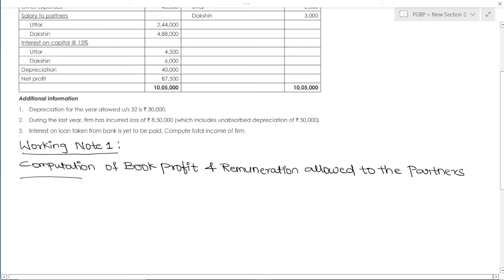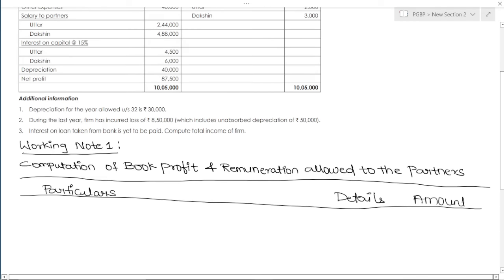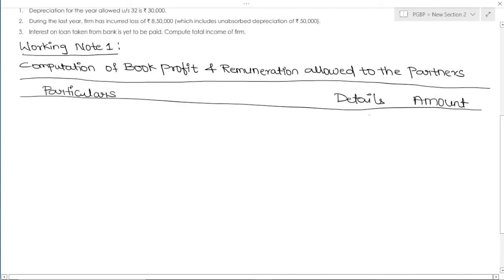Particulars, details, amount. So particulars, details, amount. Now whenever I am talking about the book profit, remuneration, it has nothing to do with house property head, capital gains head and other sources head. It is concerned only to business income.